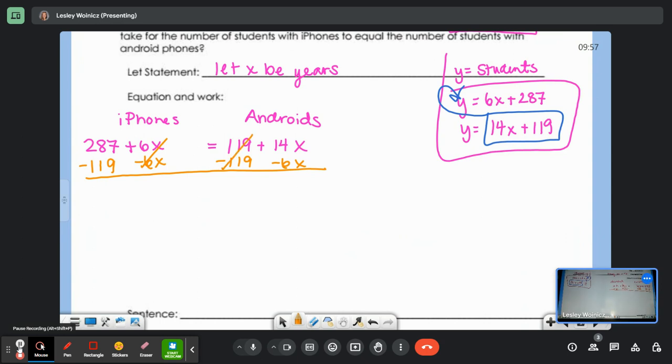Okay. What's 287 minus 119? 168. Okay, and then is this 8? No, 8x. Okay, now what? Divide both sides by 8 and I get 21. 21 what? Years.